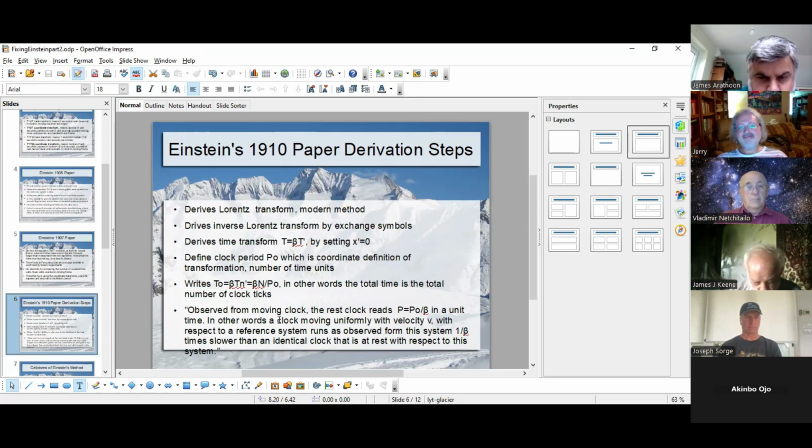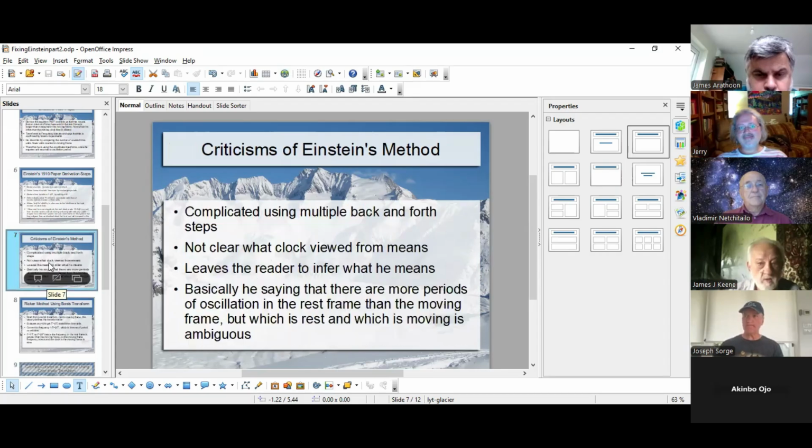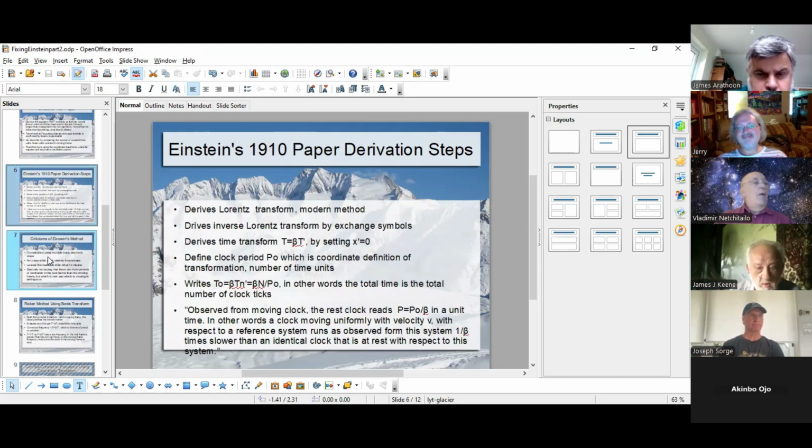In other words, a clock moving uniformly with velocity v with respect to a reference system runs, as observed from this system, 1 over beta times slower than an identical clock that is at rest with respect to this system. Do you understand that? That's a direct quote from what Einstein said. I didn't make that up. That's what he said. If it's confusing to you, welcome to the club.